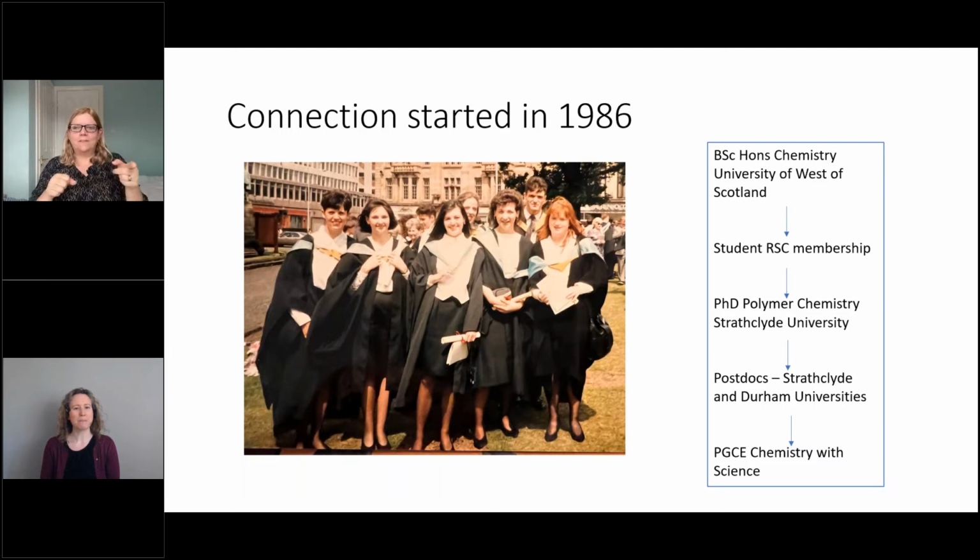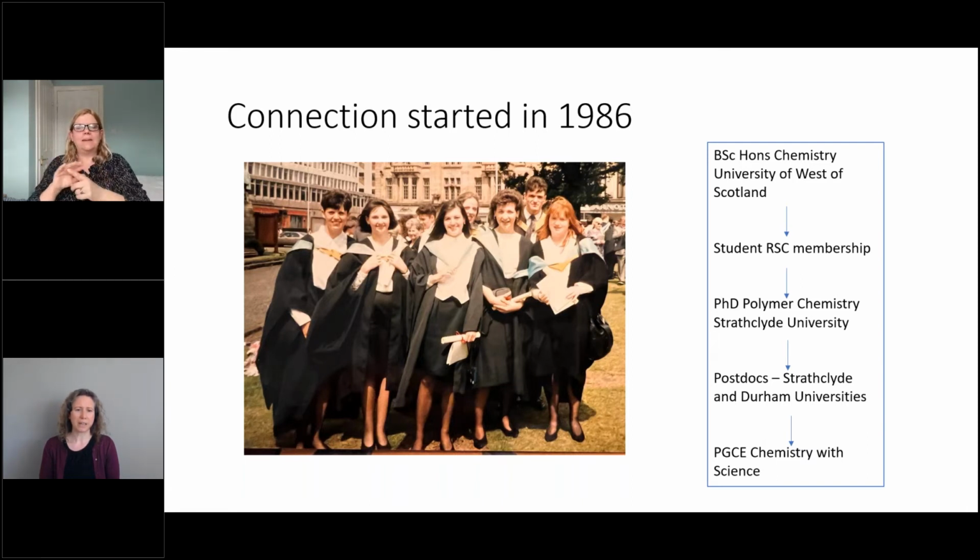And you'll see on that photograph, I'm on the left. This is my graduation photograph. So my chemistry degree was at the University of the West of Scotland, and that's where I started my membership of the Institute and the Royal Society of Chemistry. 35 years I've been a member.